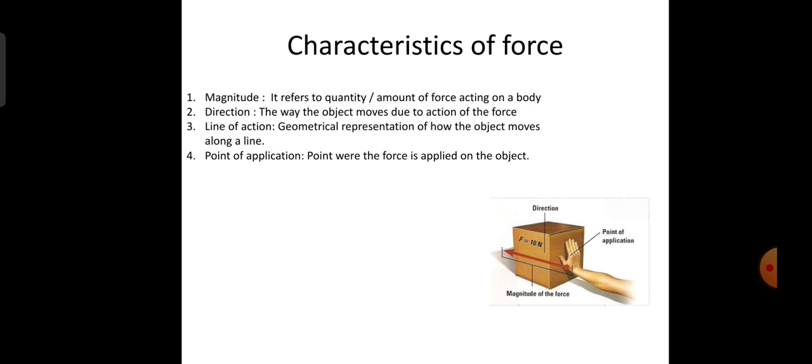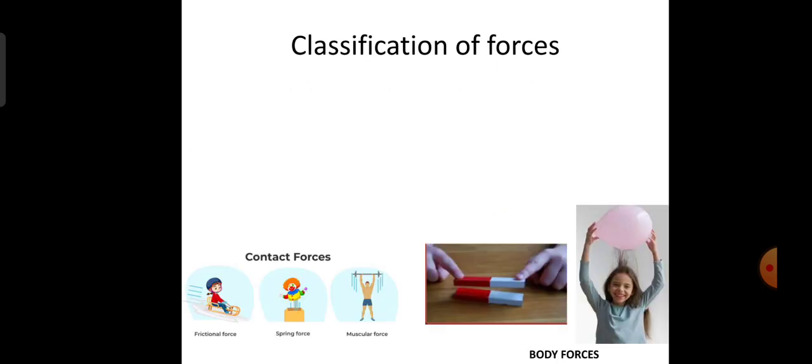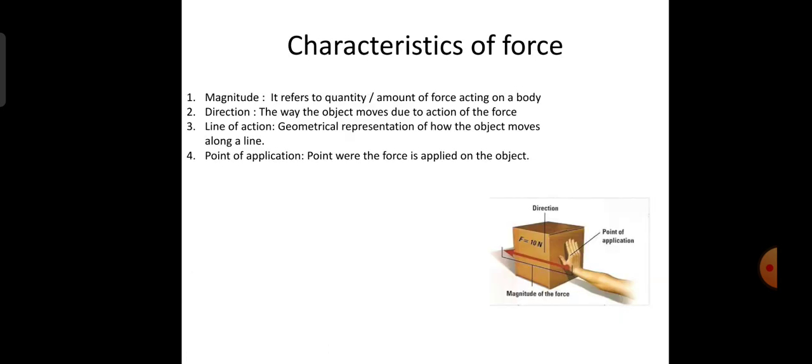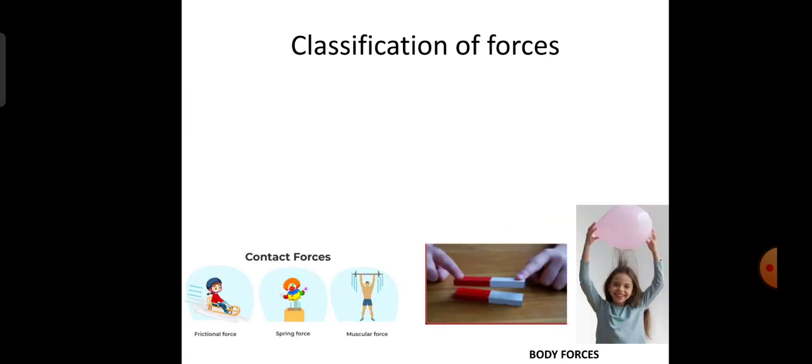It is the way through which the object moves due to the action of the force. And line of action, it is the direction or the line through which the object moves due to the application of the load. And point of application is the point where the force is applied on the object. So these are the four characteristics, or it is also called the elements of the force.